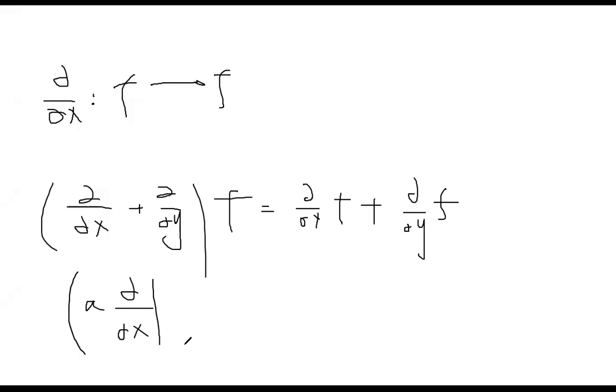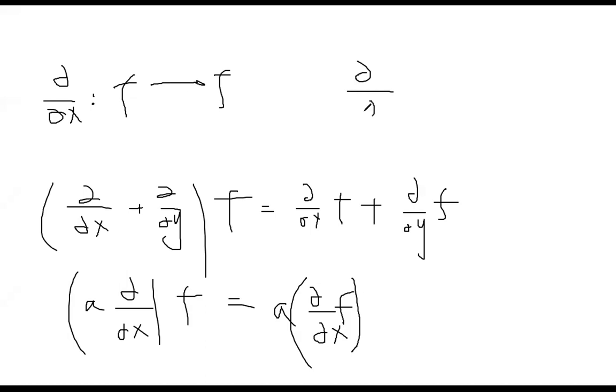Similarly, when you have a scalar multiplication, it's the same as you scalar multiply the operator operated on f. So operators are vector spaces, I guess. Yes, but in this case, the vector is a function. Okay, yep. Right.